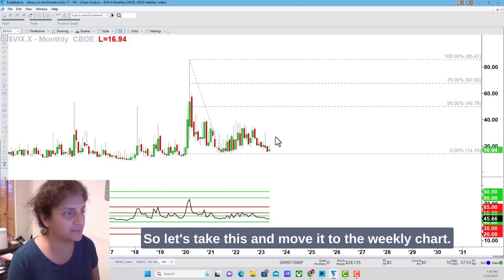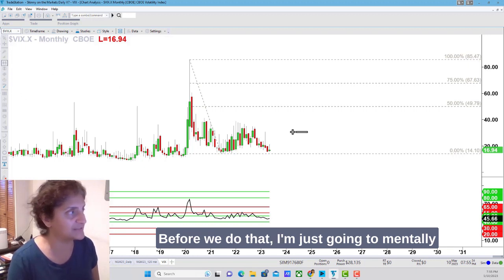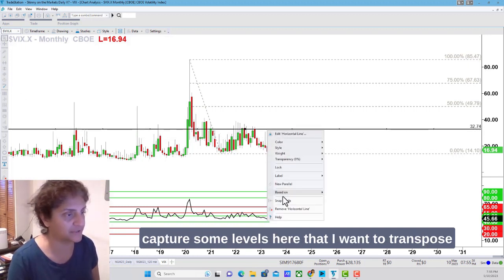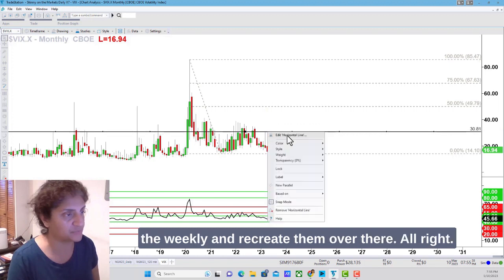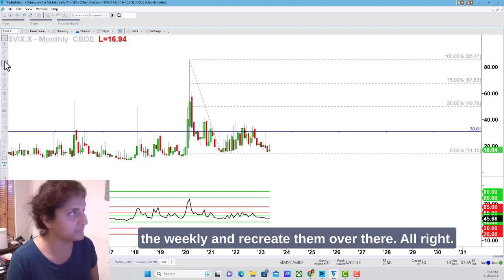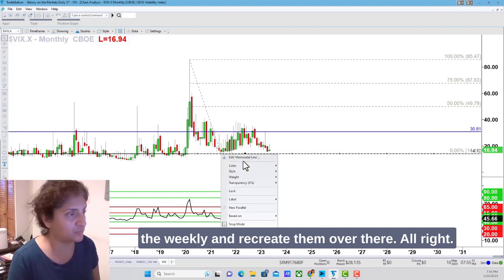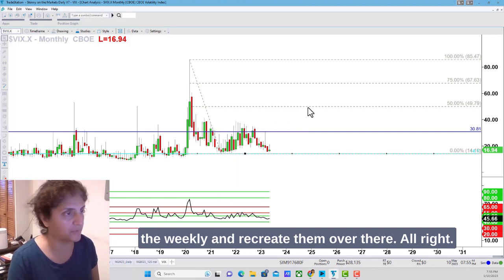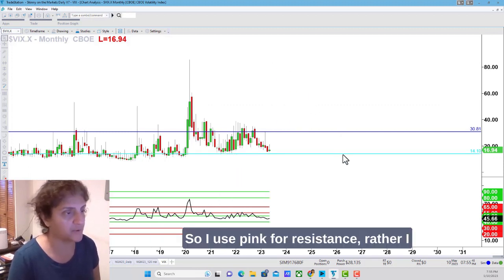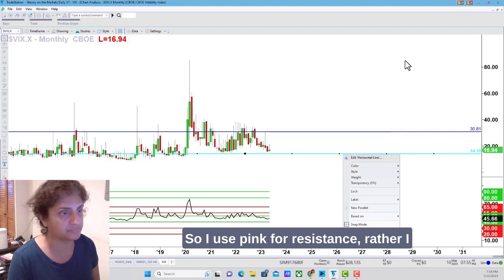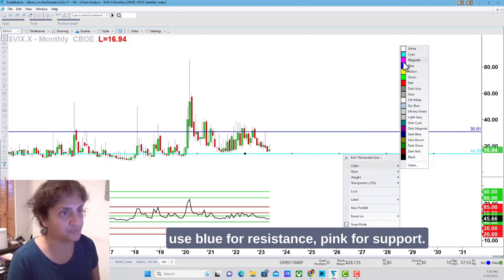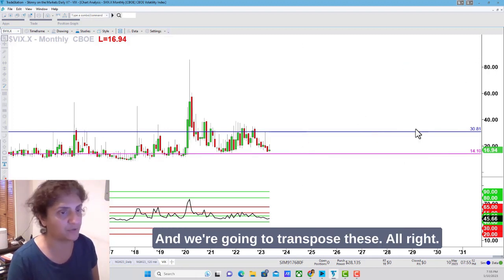So let's take this and move it to the weekly chart. Before we do that, I'm just going to mentally capture some levels here that I want to transpose to the weekly and recreate over there. All right. So I use blue for resistance, pink for support, and we're going to transpose these.